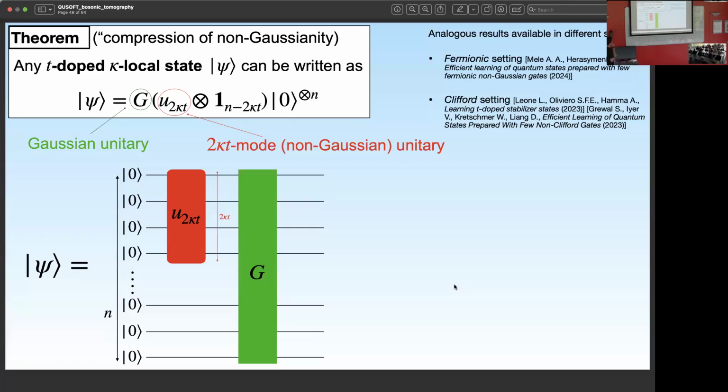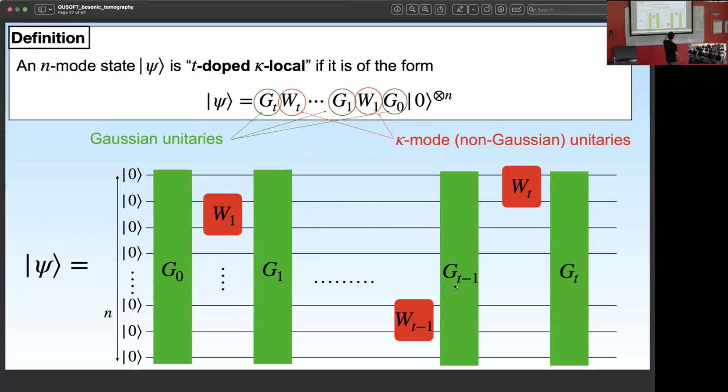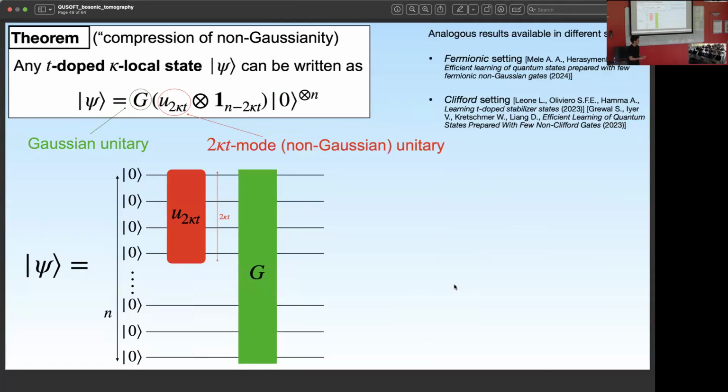By adapting that proof, one can prove this decomposition that we call compression of non-Gaussianity. Basically, this result means that if you have a t-doped circuit, by applying another Gaussian unitary G you can compress all the non-Gaussianity onto the first kt modes. So any t-doped k-local state can be written in this form. Actually, there is also an analogous result in the Clifford setting, where you have stabilizer states instead of Gaussian states, and non-Clifford operations instead of non-Gaussian operations.